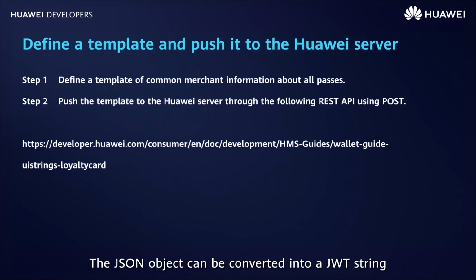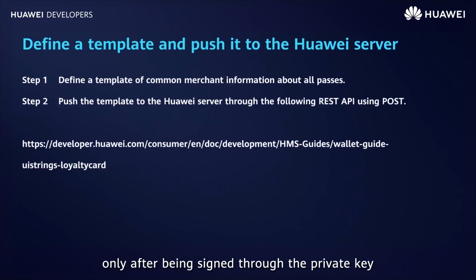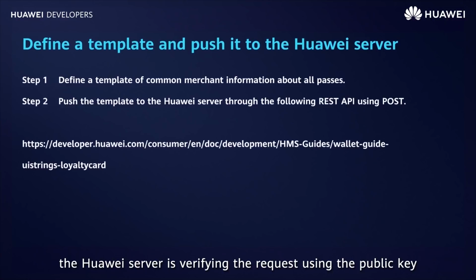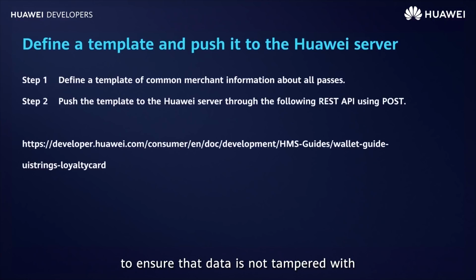The JSON object can be converted into a JWT string only after being signed through the private key. At the same time, the Huawei server is verifying the request using the public key. To ensure that data is not tampered with, the public key is used for registration. Here, a tool named RSAUtils is needed. We provide the tool in our course. You can download and directly run it to generate a public key and a private key.